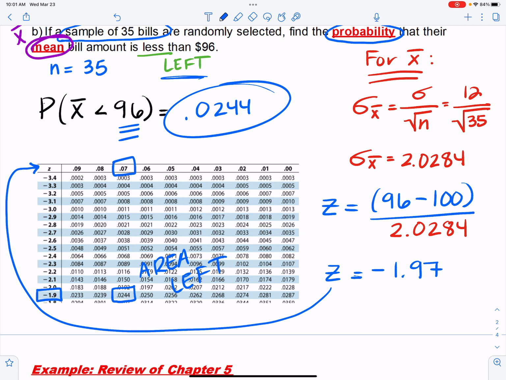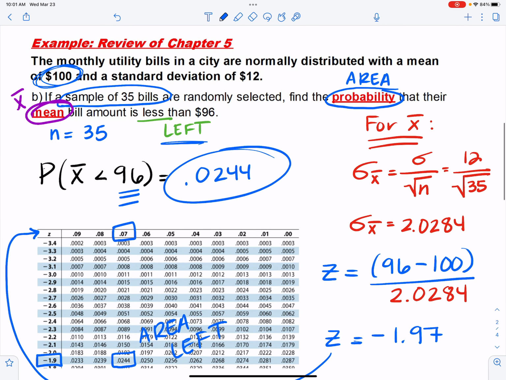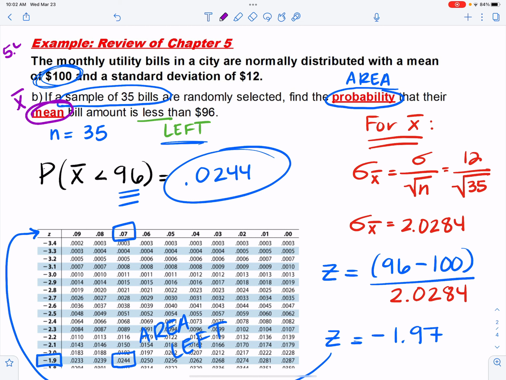When a question asks you to find probability, what's important is to understand: are you looking at one value, like a bill, where you use sigma, or are you looking at a sample of values, a sample mean, where you use sigma divided by the square root of n? Other than that, it's the same process because you're still looking for probability or area under the curve. If you need to go back and review working with the sample mean, this is what we focused on in section 5.4. If you want to look at some problems specific to that, this is in section 5.4.